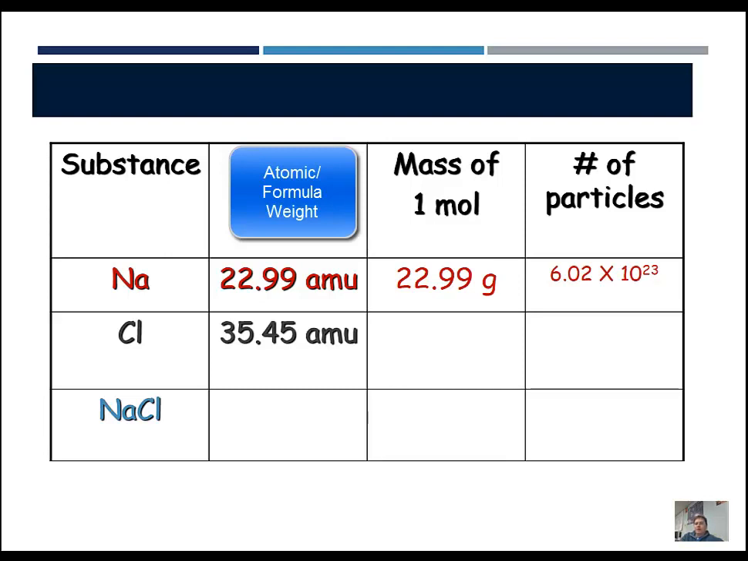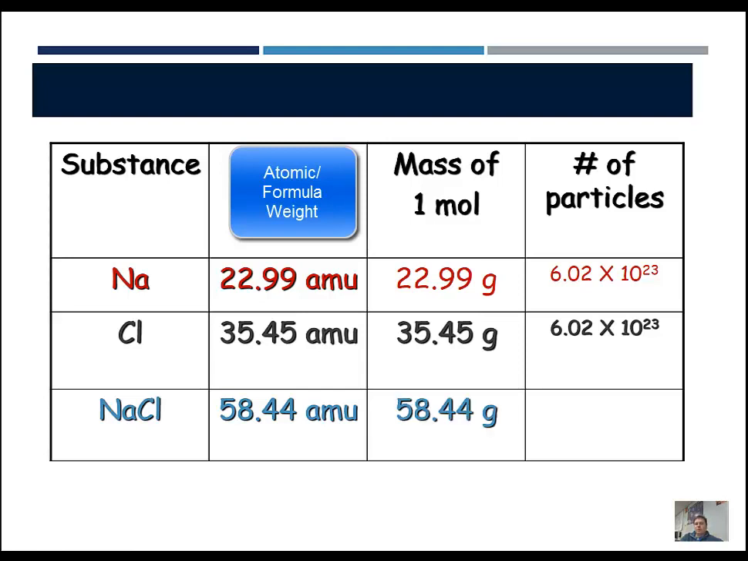If I look at chlorine, it has an average atomic weight of 35.45 AMU, which means the mass of 1 mole of it, same numerical value, different units, is 35.45, and it's still 1 mole. Okay, so 6.02 times 10 to the 23rd. Now, if I combine those to form sodium chloride, I'm going to find the mass just by adding these two numbers together, which gives us 58.44 for 1 particle. Or if I want 1 mole of it, 1 mole is going to weigh 58.44 grams.